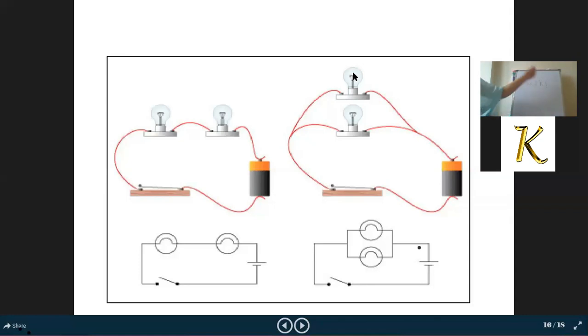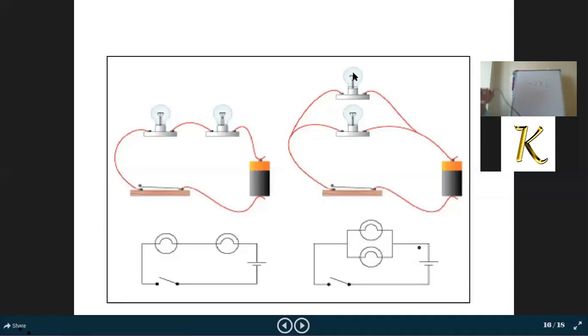Now, how can we reach this conclusion that the heat produced in a conductor is directly proportional to the square of the current, resistance and time? That I am going to discuss now.